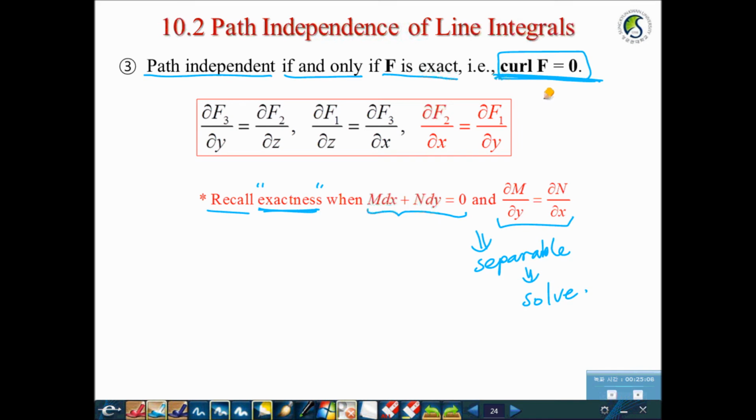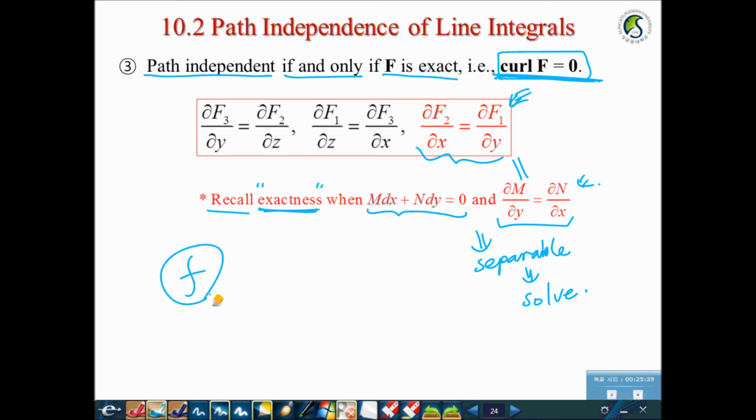Okay, this is a full generalization of these two-variable things into the three-variable case, and the last one is the first x and y case. So this is the checking condition.